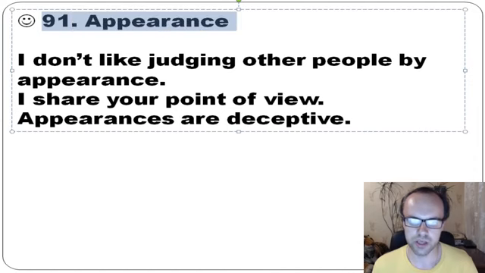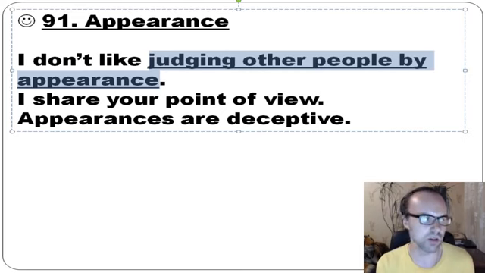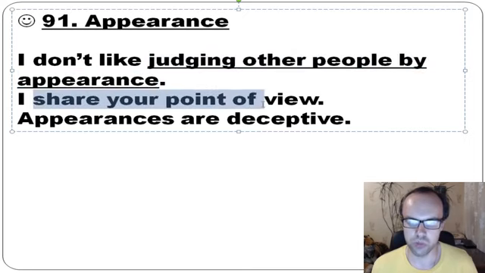Appearance. It's how we look, yeah? I don't like judging other people by appearance. So what does judging mean? It means to form an opinion about them by looking at their clothes. So maybe I think, okay, he has bad clothes and he's a bad person. He has good clothes, so he is a good person. No, don't judge other people by appearance. I share your point of view. Share your point of view means I agree with you.